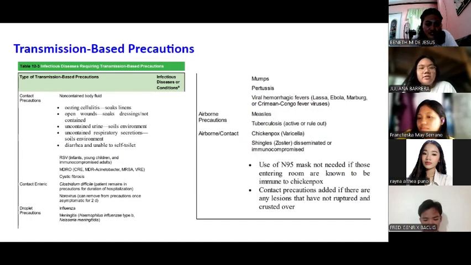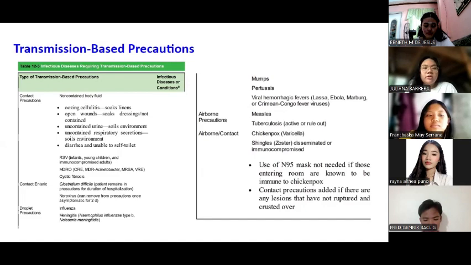Okay, so for transmission-based precautions naman, this table shows the types of transmission-based precautions and the infectious disease or conditions that requires that type of transmission-based precaution. So there are 4 types of transmission-based precautions, namely contact precautions, contact enteric, droplet precautions, and airborne precautions. So these can either be used singly or in combination.